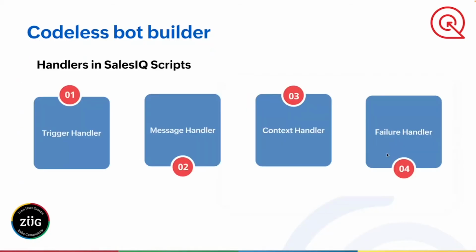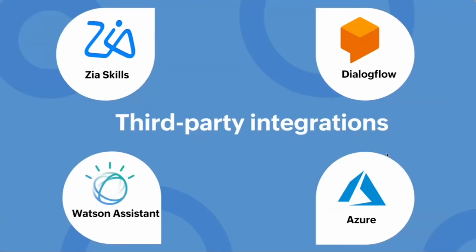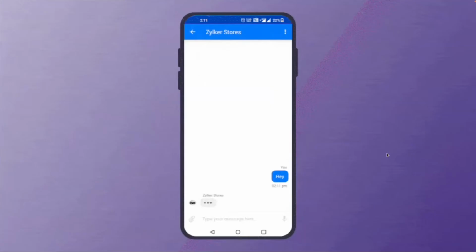Then this is the Script platform. Then we have third-party integrated platforms like Zia, Dialogflow, Watson, and Azure. If you have bots in these platforms, you can integrate them with SalesIQ and deploy the bot to your visitors.